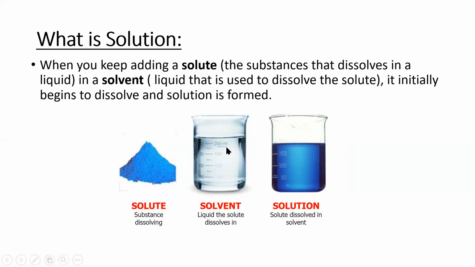Fine. So let's take an example. In the middle beaker, you see there is water, and in this dish copper sulfate is taken. So if we go on adding copper sulfate into this water, copper sulfate will be called solute, while water will be called solvent, and what we get is a solution of copper sulfate. So as we go on adding more and more copper sulfate, the color of this copper sulfate solution becomes more and more dark, right?